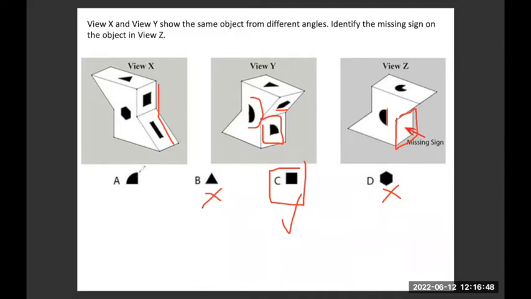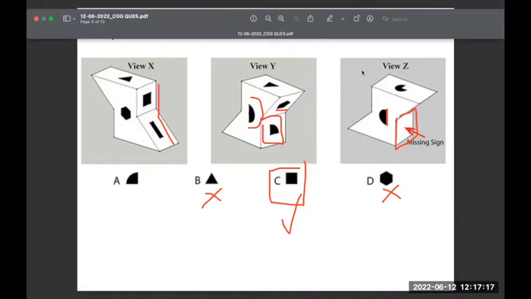The quarter of the circle will come only if there was a curved surface on this side. Only then the quarter of the circle will be the correct one. Is this clear? Anybody has any doubt in this? Any questions? Okay, we'll move ahead.